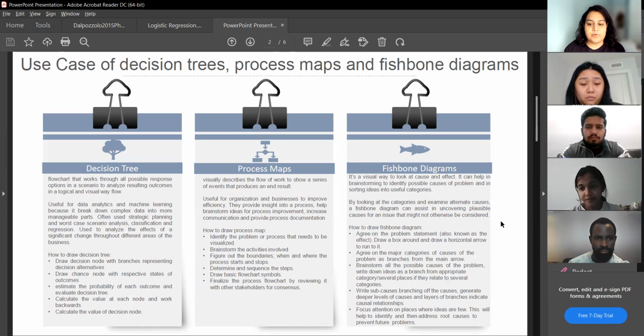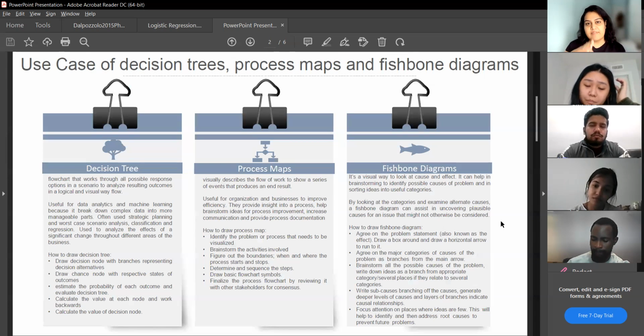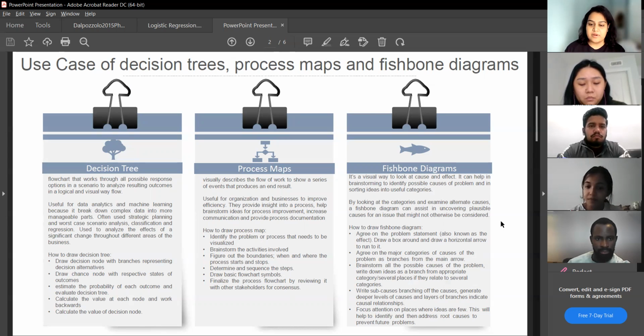The steps to draw the fishbone diagram are: we agree on the problem statement, also known as the effect, and draw a box around the problem statement. Then we draw a horizontal line running through it. Then we agree on the major categories of the causes of the problem and draw the branches from the main row to the fish's main center. Then we brainstorm all the possible causes of the problem, write down ideas as they branch from the appropriate category, and in several places if they relate to several categories.